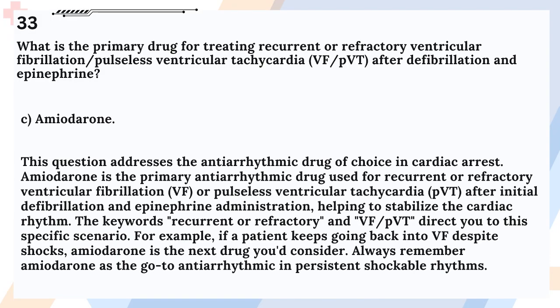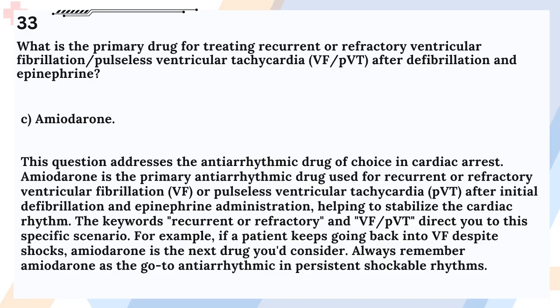Answer: C. Amiodarone. This question addresses the antiarrhythmic drug of choice in cardiac arrest. Amiodarone is the primary antiarrhythmic drug used for recurrent or refractory ventricular fibrillation, VF, or pulseless ventricular tachycardia, pVT, after initial defibrillation and epinephrine administration, helping to stabilize the cardiac rhythm.